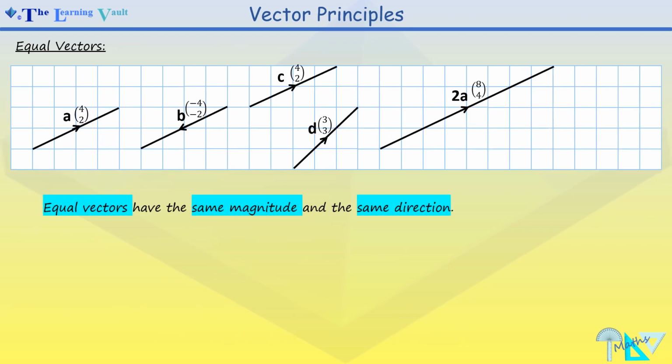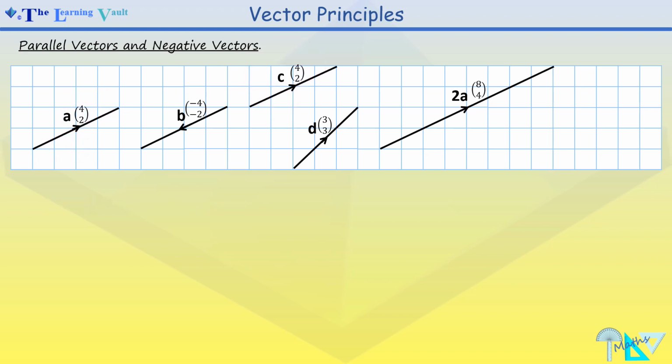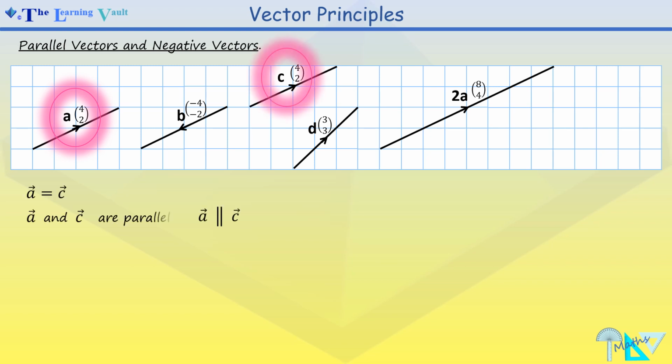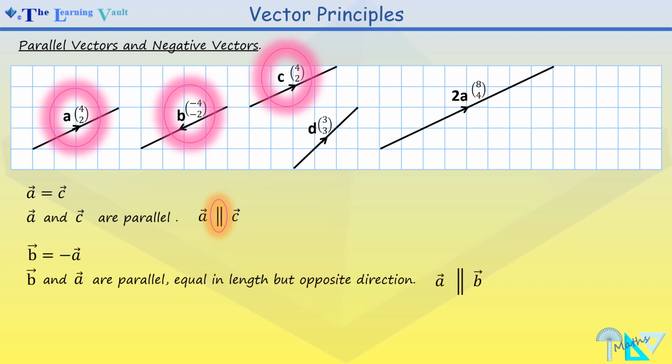Equal vectors. Equal vectors have the same magnitude and the same direction. As we can see above, vector A equals vector C. Parallel vectors. Vector A is parallel to vector C, and we represent it with a parallel line indicated there. Now vector B equals negative A. So vector B and A are parallel, equal in length, but opposite direction. Now vector 2A and A are parallel as well.